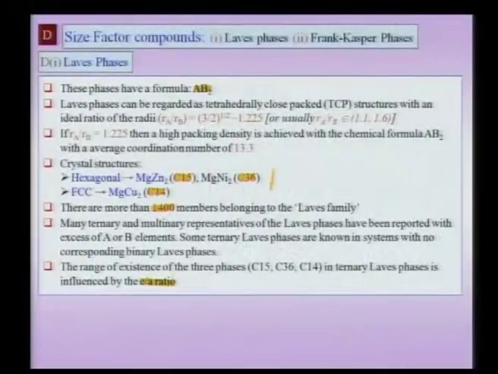Even in the single element case, we have already seen that the local polyhedron which forms between two layers is the tetrahedron. And the three important representative members of this class, two of them belonging to the hexagonal class and one belonging to the cubic class, are MgCu2, MgZn2 and MgNi2. So, the common factor between all these representatives is Mg.